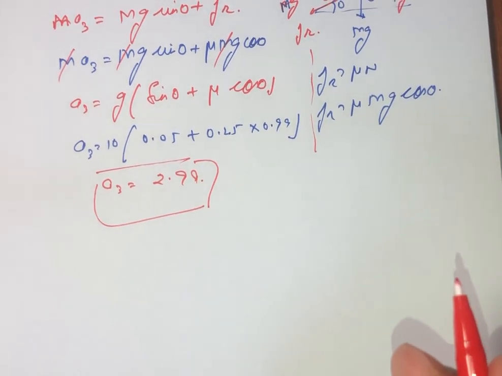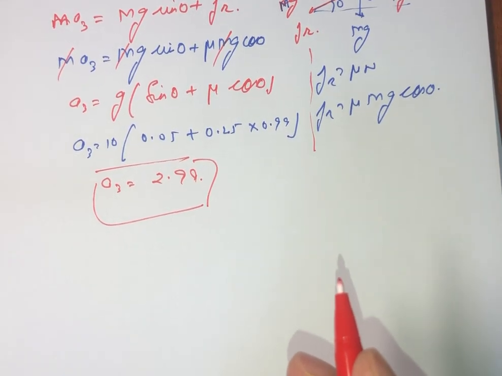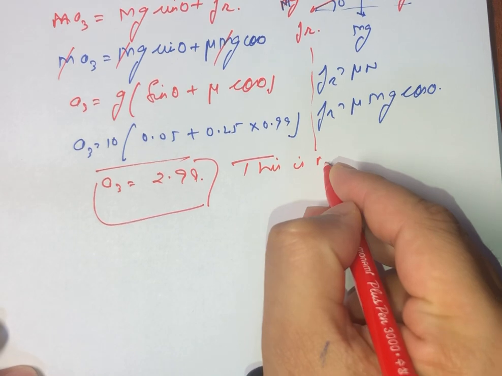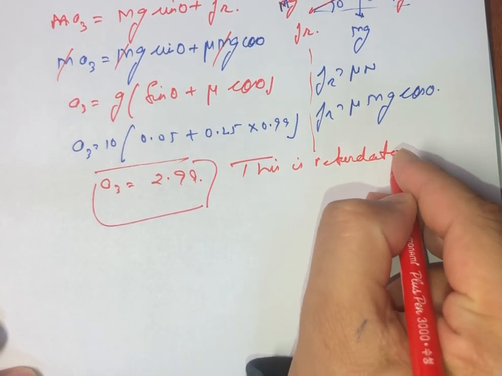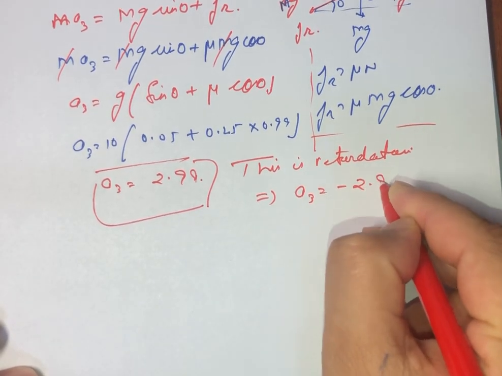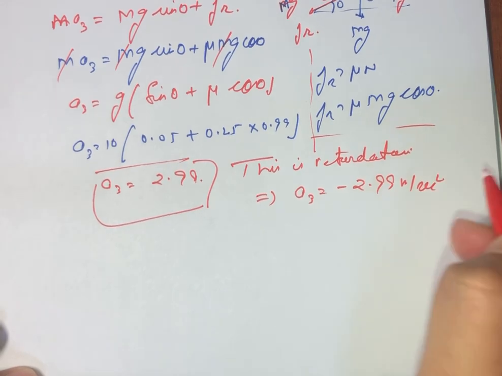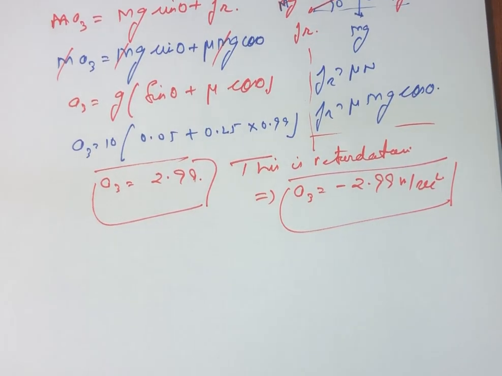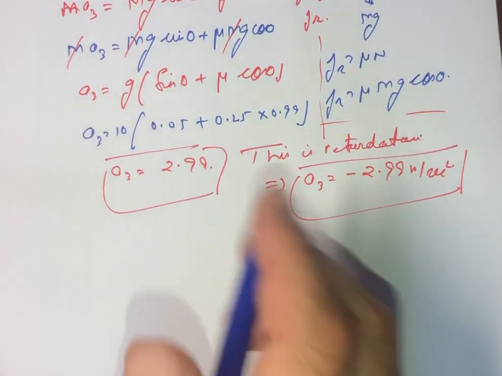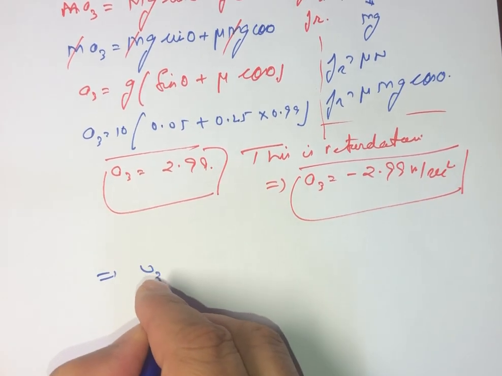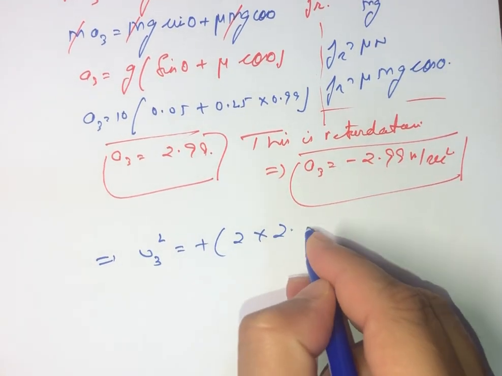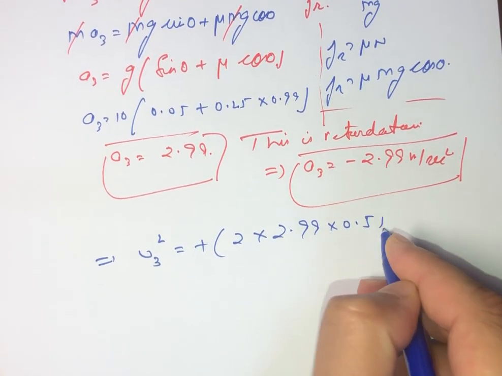And this will also be a retardation. Therefore, A3 will be equal to minus 2.99 meter per second square. So we already know the equation for V3. Substitute here A3. We get V3 square is equal to minus 2 into minus, minus will be plus, 2.99 into 0.5.